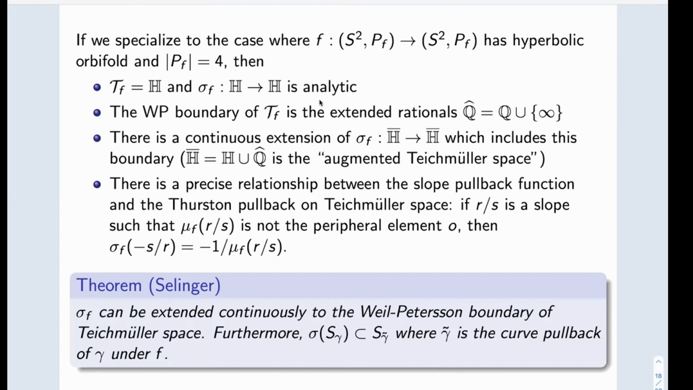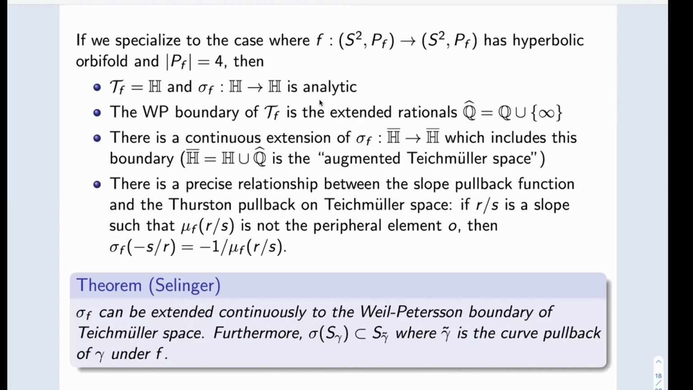There's also a relationship between this pullback map on Teichmüller space and the slope pullback map that I introduced earlier in the talk. This was made precise by Nikita Selinger. It ends up being true that the Weil-Petersson boundary of Teichmüller space is the extended rational numbers, and moreover, our map on Teichmüller space, sigma f, will extend continuously to this Weil-Petersson boundary.